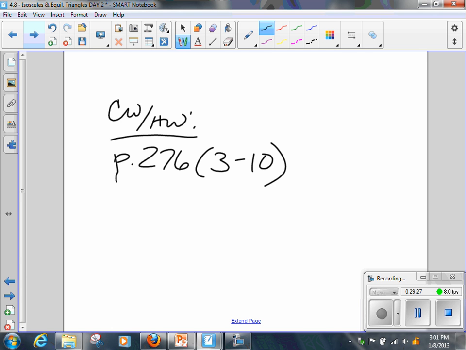What I want you to do is look at page 276 and do numbers 3 through 10. This is the same thing we did yesterday. What should you expect me to do tomorrow? Check it. For completion or accuracy? You might get two grades for this, a completion grade and an accuracy grade. Accuracy means I'm going to take it up and grade it. That's how I know whether you know what you're doing.